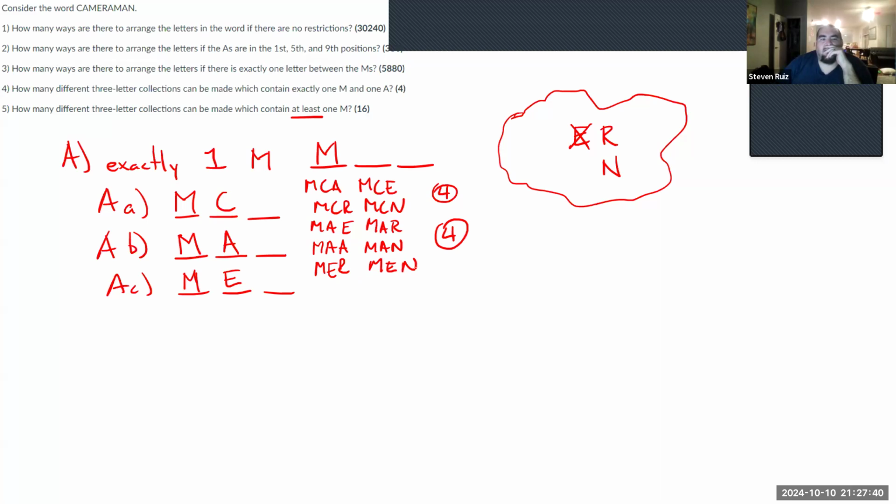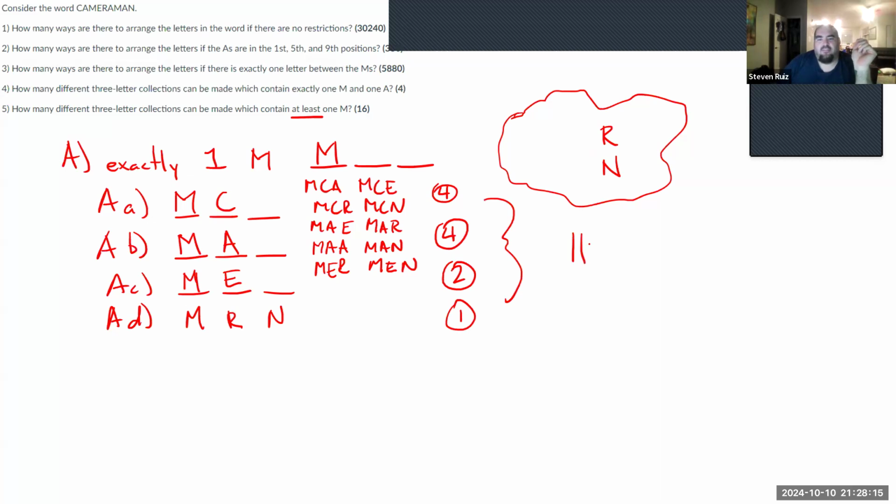Okay, how many new options did I just make? I made 2. So 4, 8, 10. All right, what's my last combination here? M. I think the last thing I can do here is MRN. So that is 1. So for this one case, where I have exactly 1 M, this spawned these 4 subcases, and all told, I had 11 options. So far I have 11.